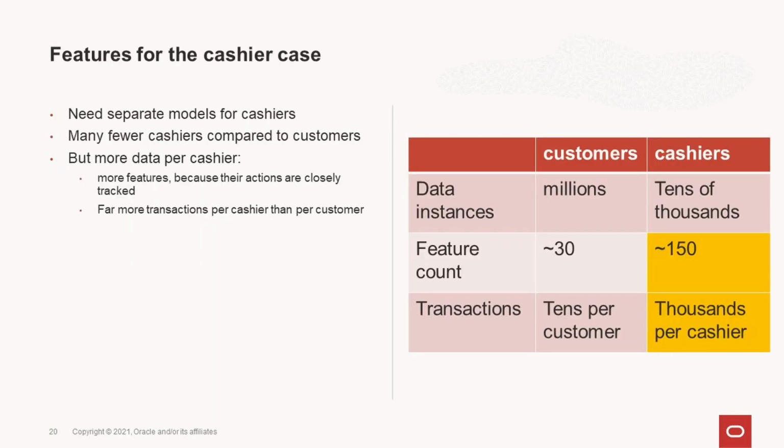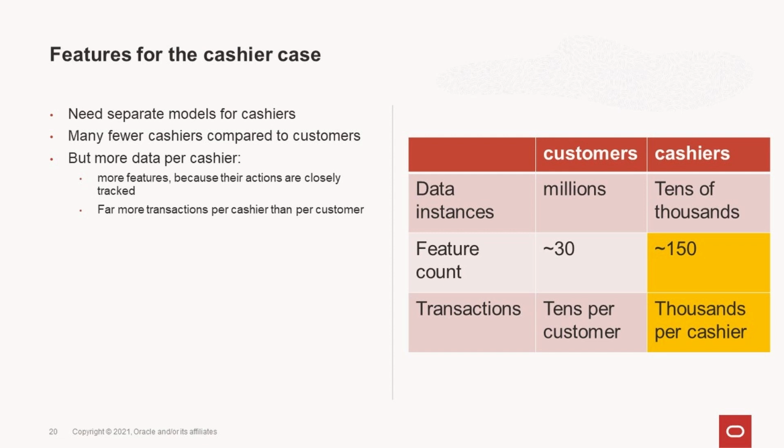So we were talking about features for the customer case, and as I said, there's another way that fraud can happen, which is through cashiers. I'm not going to go into all the different features we use for cashiers. I just want to point out the contrast. From a data science point of view, there's quite a contrast between the two types of data. That's one reason we need separate models for cashiers versus customers. First of all, the features are different, and second of all, the nature of the data itself is very different.